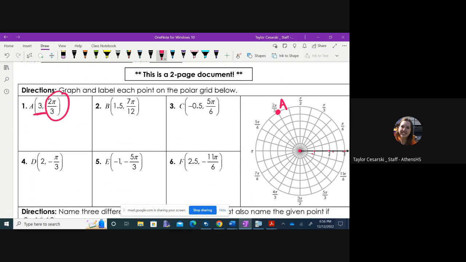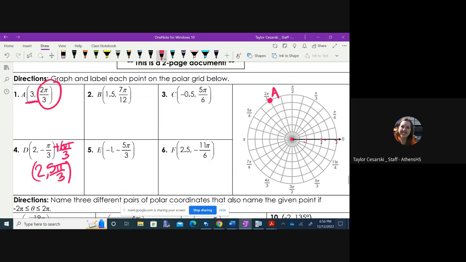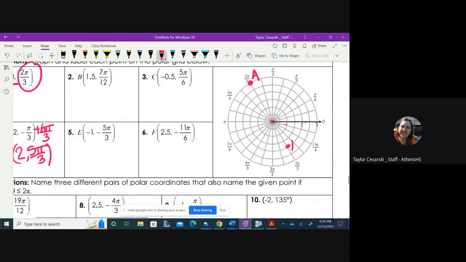So negative pi over 3. Now, if you can't visualize your negative angles, remember you can always find a coterminal angle by adding 6 pi over 3, okay, or 2 pi. So that gives me 5 pi over 3. So another way to think about this, just like number 1, is look at 5 pi over 3. So I'm facing towards this angle here, and I'm going to take 2 steps towards that angle. So 1, 2. That is point, what letter is that? D. All right.